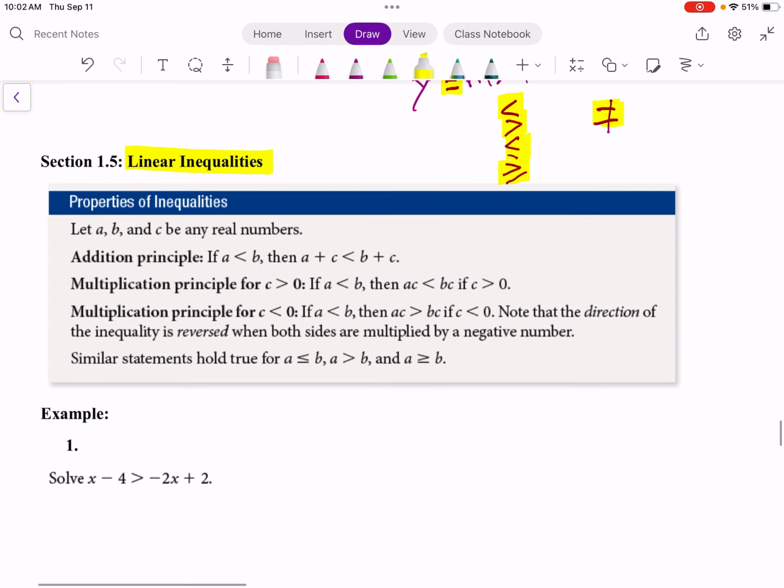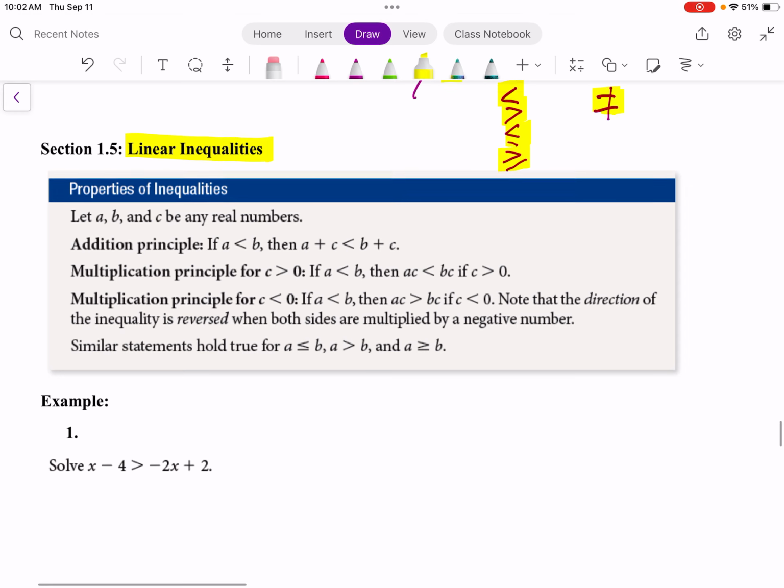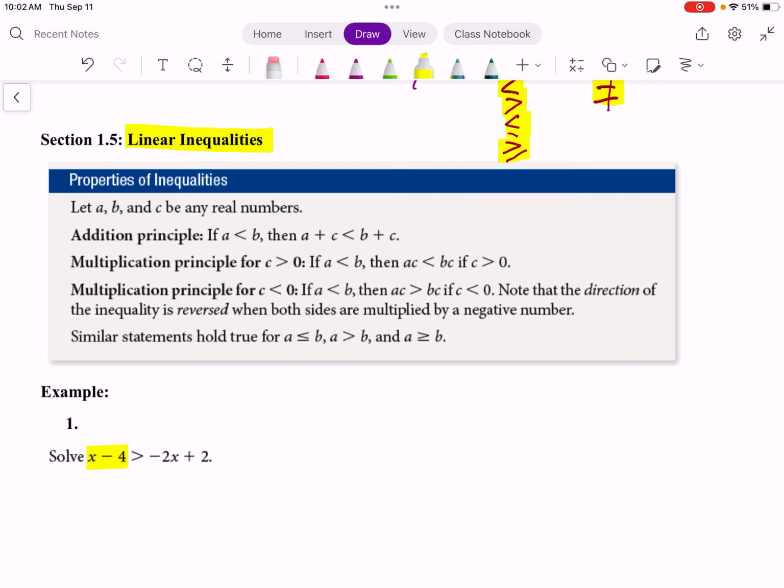And if the degree of our variable is 1, then it is a linear inequality. Like here in example 1, we have x minus 4 greater than negative 2x plus 2. Here, instead of the equals sign, we have greater than. The variable x has degree 1, so this is an example of a linear inequality. When we solve a linear equation, we get one solution or no solution, and when we solve a linear inequality, we get an infinite number of solutions.